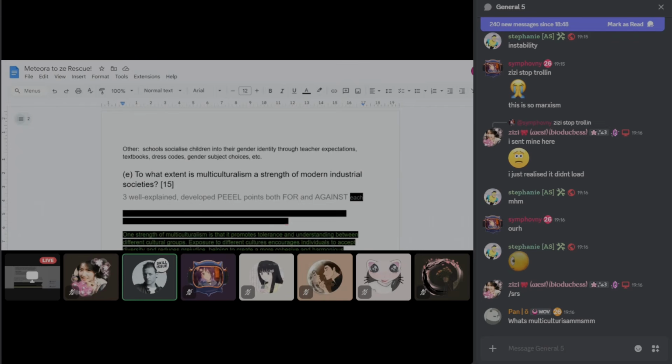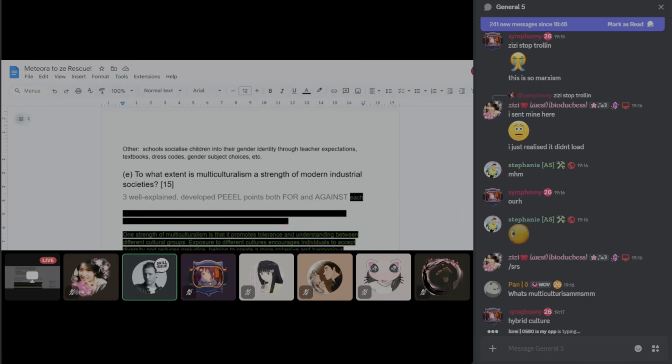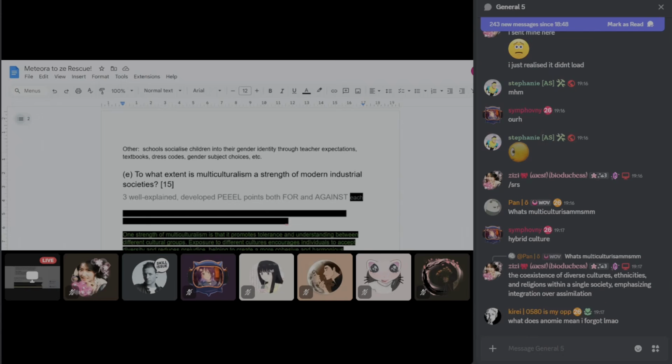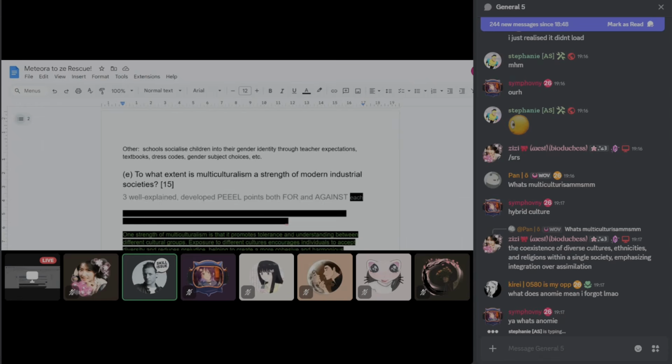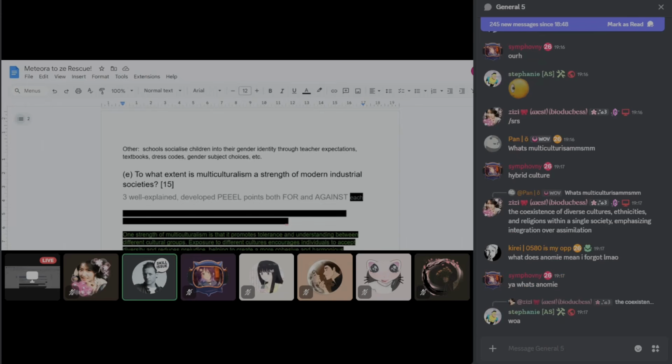So, what's multiculturalism? Multiculturalism is a product of globalization that happens when cultures homogenize and basically start to become a hybrid culture. Exactly, the coexistence of diverse cultures. It's the opposite of homogenization. Homogenization is when cultures combine to make one culture, while multiculturalism is the coexistence of diverse cultures.